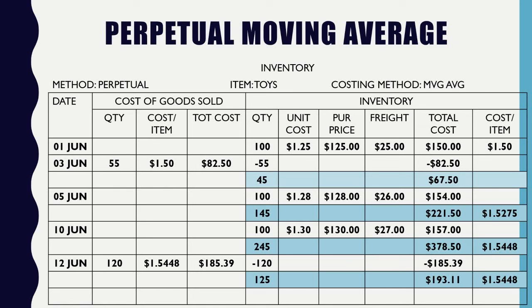So in this case, it's still going to cost me $1.5448. Okay? And that's what I ended the inventory with: 125 units at $1.5448. Okay?